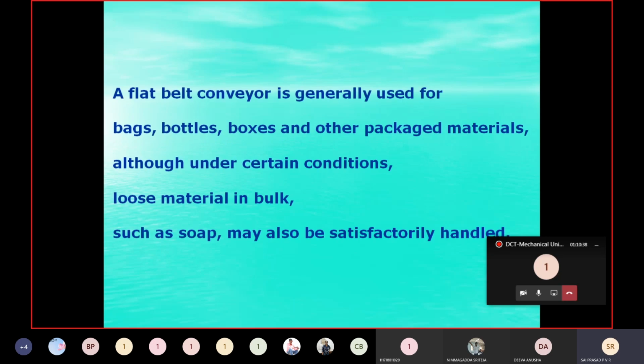A flat bed conveyor is generally used for bags, bottles, boxes, and other packaging materials. As I said just now, for example, you have a Benadryl syrup or a Gelusil syrup. Do you think that human beings will put the medicine into it, then put the label, then put the cap on and seal it? No, no. The human beings will not do it, but the machines will be doing it.